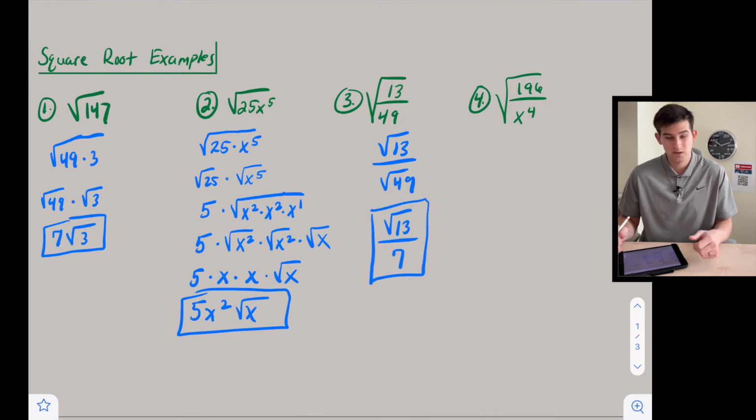Okay, and there's nothing else we could do with 13. It doesn't have any perfect square factors other than 1, and so we can leave that just like that. It's okay that the radical's in the numerator, we just don't want it in the denominator. Okay, last one for square roots.